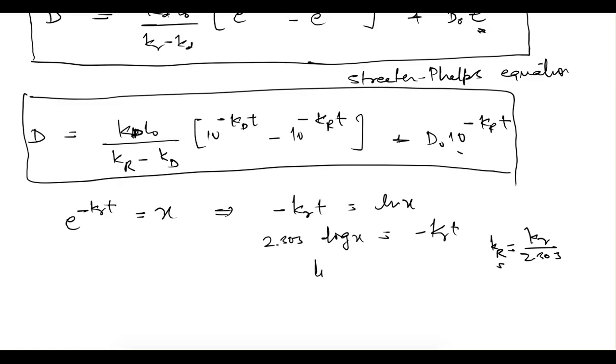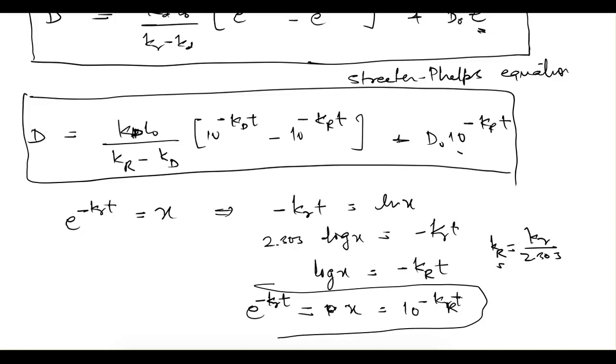So log x would be equal to minus capital KR into t, and from here if you convert this, x is equal to 10 to the power minus capital KR into t, and this x is also equal to e to the power minus small kr into t. So both are equal, that's why we have replaced the two.